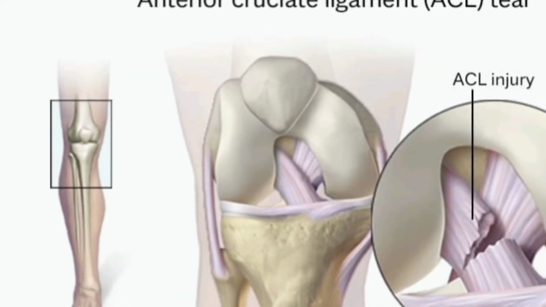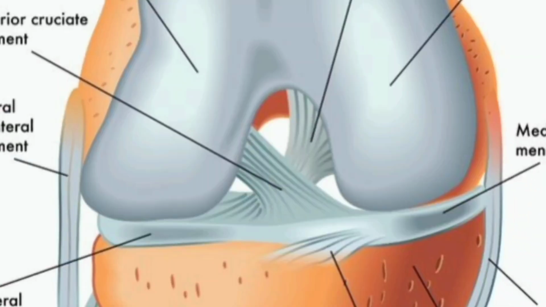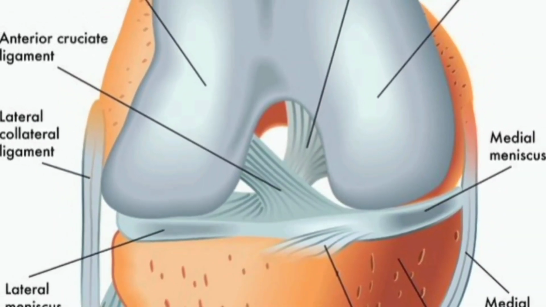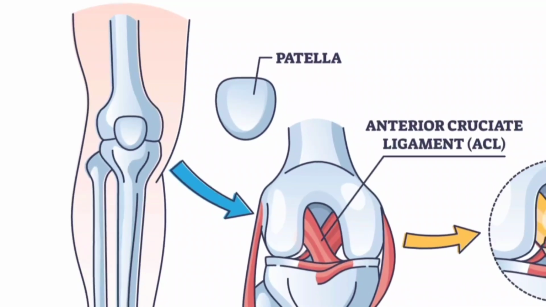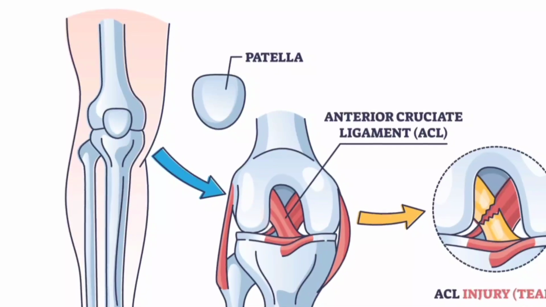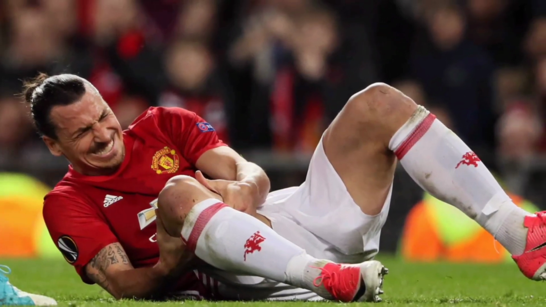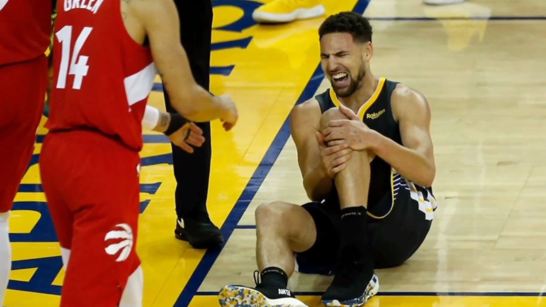The ACL, or anterior cruciate ligament, is one of the four major ligaments in the knee. It runs diagonally in the middle of the knee and prevents the tibia from sliding out in front of the femur. It also provides rotational stability. Tearing the ACL is one of the most common knee injuries, especially in sports that involve cutting, pivoting, and sudden stops. Think soccer, basketball, skiing, football, and gymnastics.